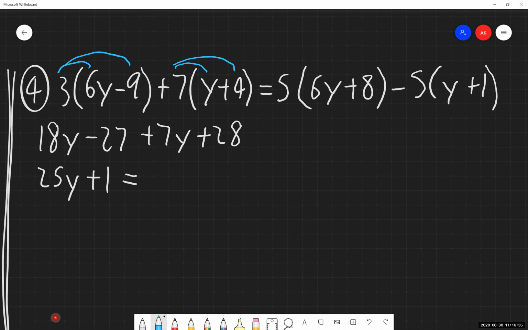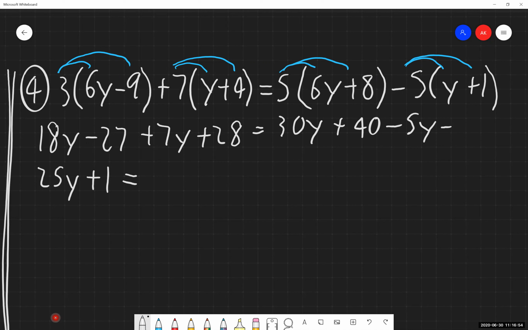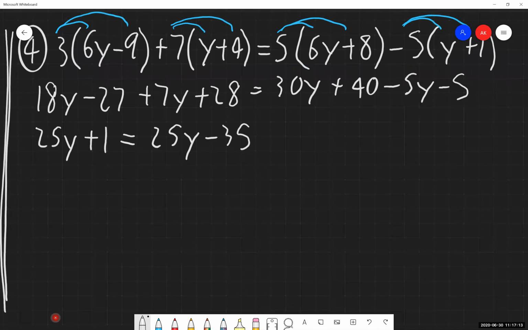On the right side, I have this 5 that's going to distribute through to everything over here, and I have this minus 5 that's going to distribute through to everything as well. So I end up getting 30y plus 40 minus 5y minus 5. I'm combining like terms on the right-hand side. I've got 30y minus 5y. Combining those is going to give me a 25y. 40 minus 5 is going to give me minus 35. Got that there. So the left side is as simplified as it can be. The right side is as simplified as it can be.